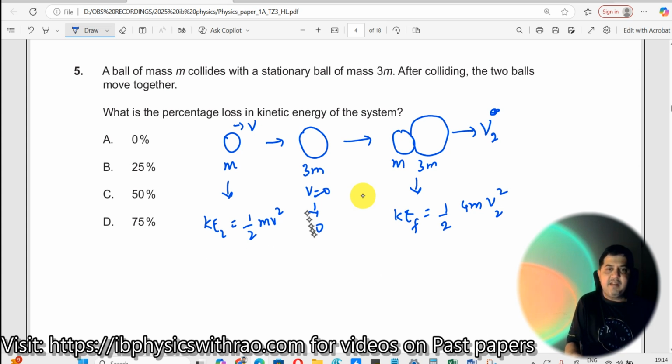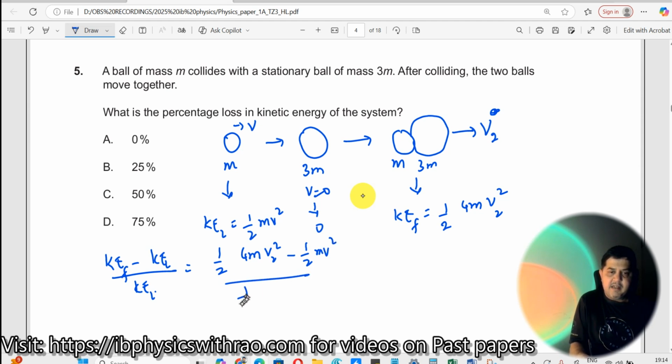So what is it that we require? Percentage loss. What do you mean by percentage loss? Kinetic energy final minus kinetic energy initial, divided by kinetic energy initial. Which I can write as half into 4m into v2 square, minus half m v square, divided by half into mv square. This is what I get.